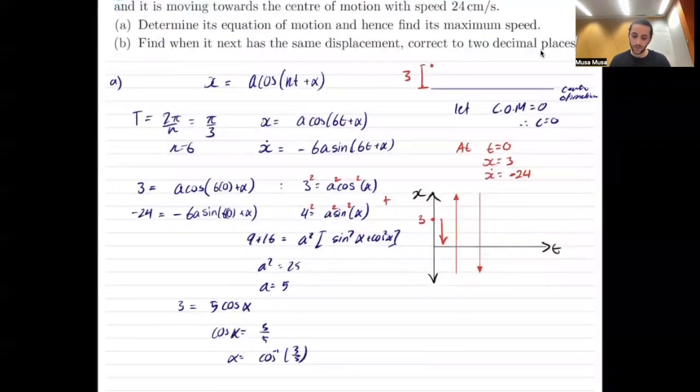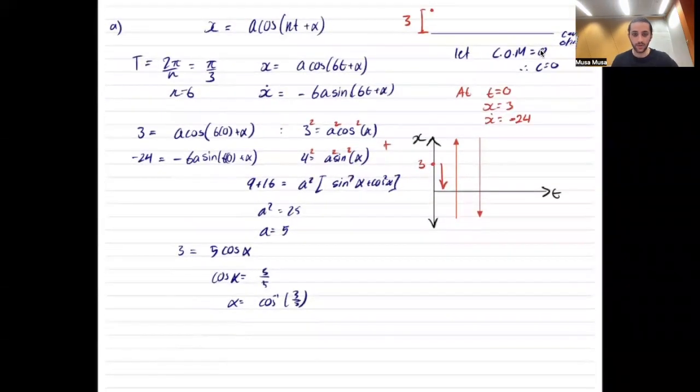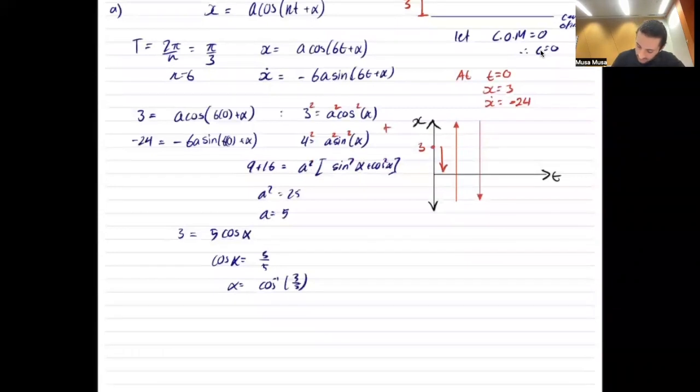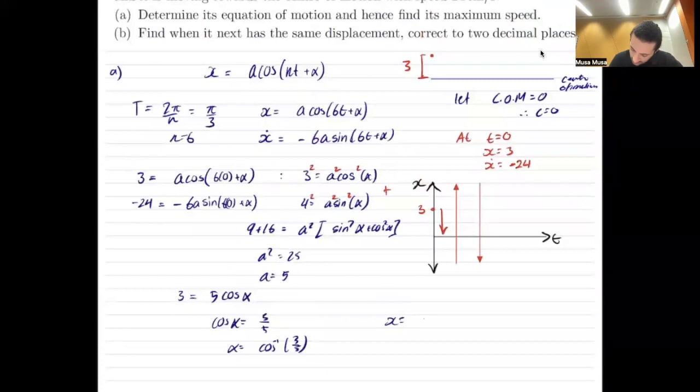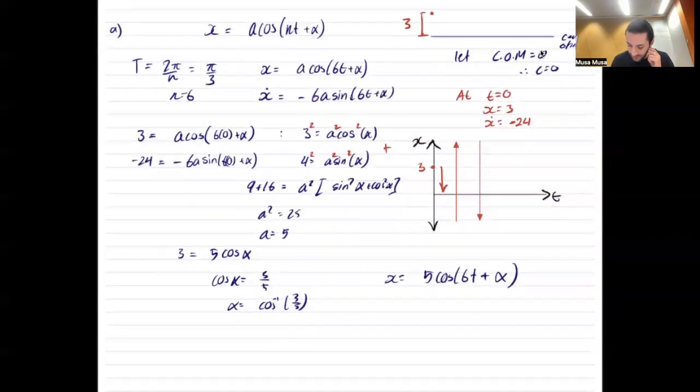Perfect. It says determine its equation of motion. So I guess we know now what it is, don't we? This is just going to equal x equals 5 cos of 6t plus alpha, and we know what alpha is. And then the first derivative is negative 30 sine of 6t plus alpha.